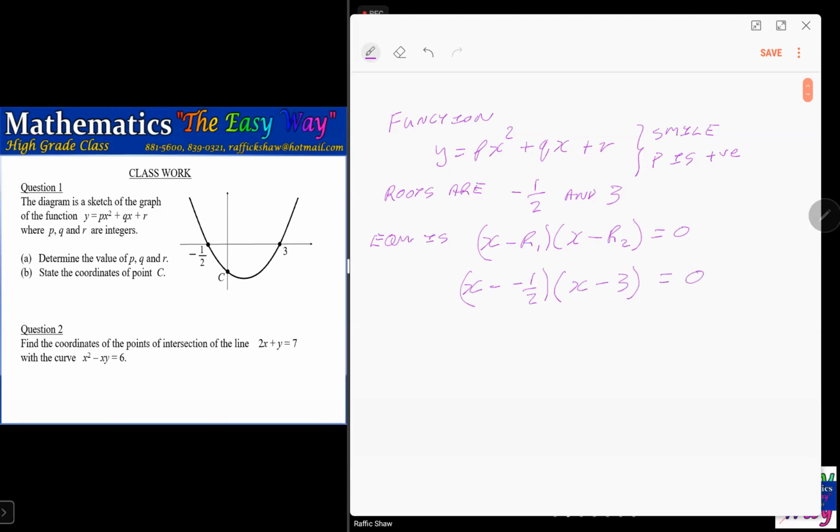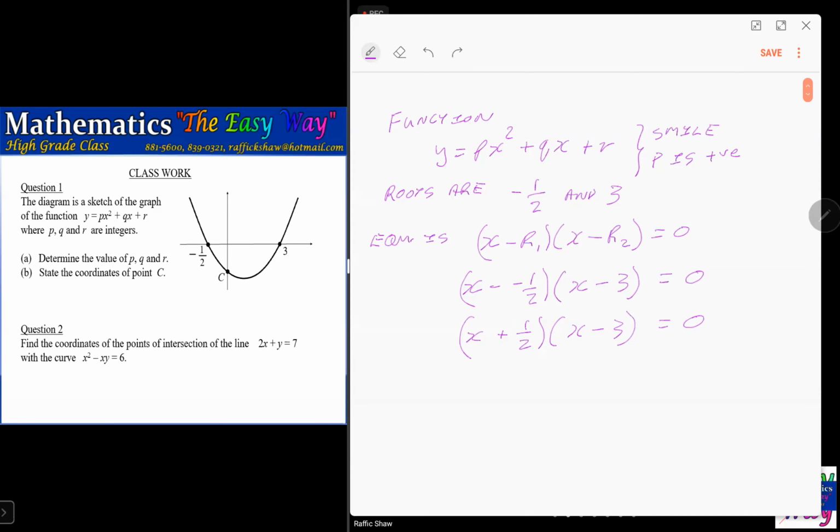Now one important thing is that p, q, and r are integers. Because they are integers, we need to get rid of that half. Let's write it first with the plus. The minus minus is plus. So x plus half times x minus 3 equals 0. We don't want this half because the question said p, q, and r are integers. We can get rid of this half from now.